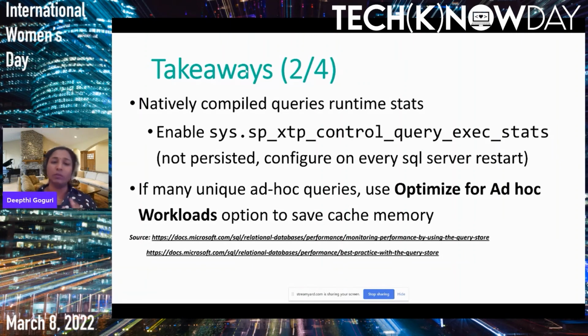And if you're having many ad hoc queries, using optimize for ad hoc workloads can save the cache memory, but there are also other options for this. You can go ahead and clear out the ad hoc queries information from the query store. There is a query in the Microsoft Docs where you can run and clear out all the ad hoc execution information from the query store. Even that can be done on a continuous basis. You can schedule it as a job.